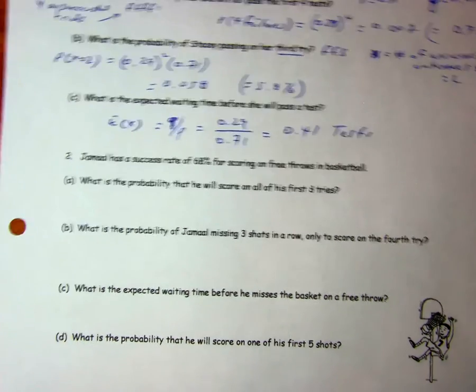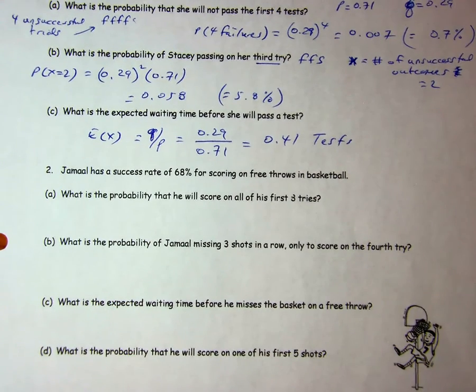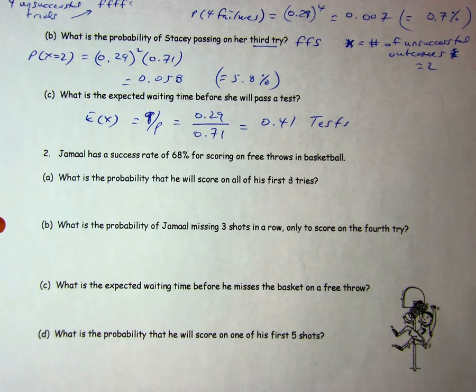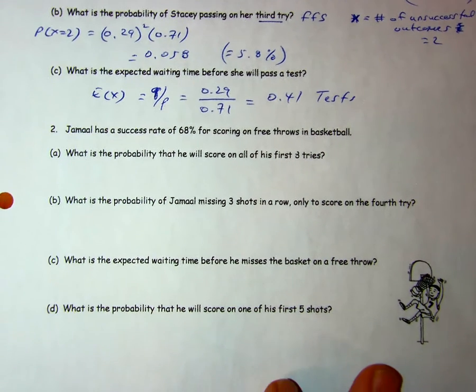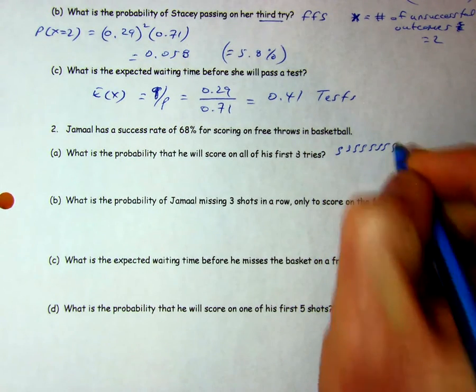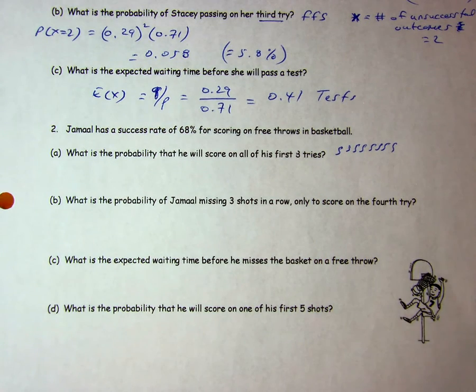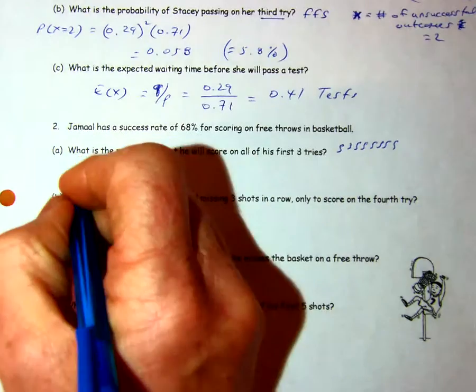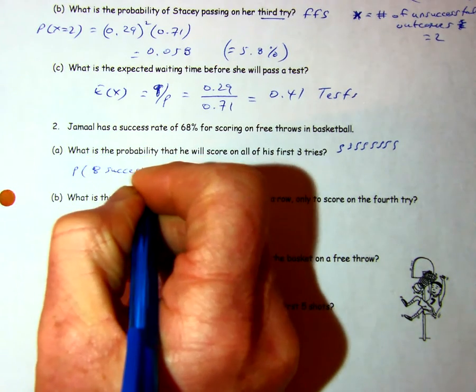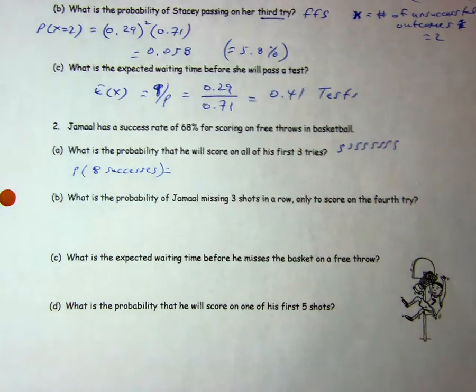All right, let's do the Jamal one. Jamal has a success rate of 68% for scoring on free throws in basketball. What is the probability that he will score on all of his first 8 tries? So this is going to be S, S, S, S, S, S, S, S. So that's pretty easy.